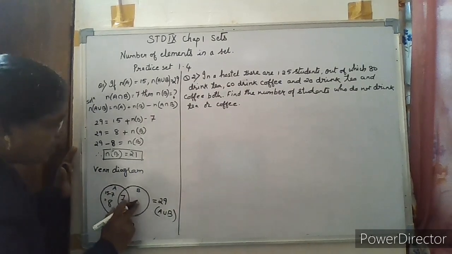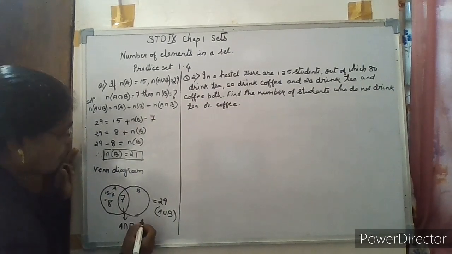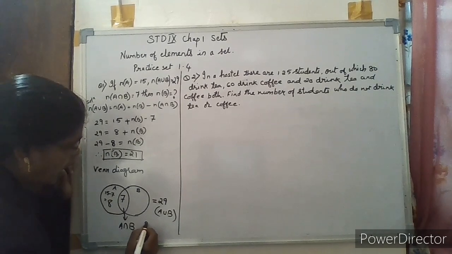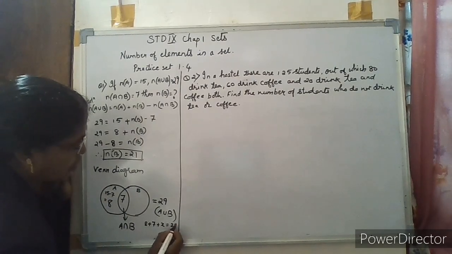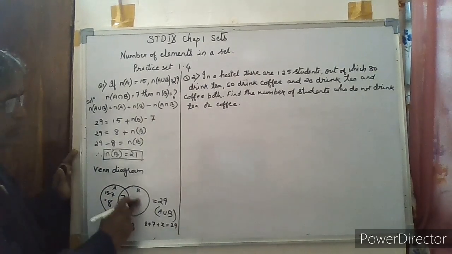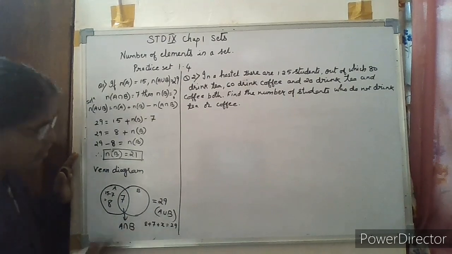Now we will find out the number of elements here in this form. That is 8 plus 7 plus, we don't know what it is, equal to 29. We don't know what the element here is, so let us take it as x.